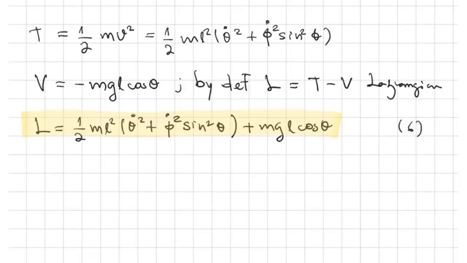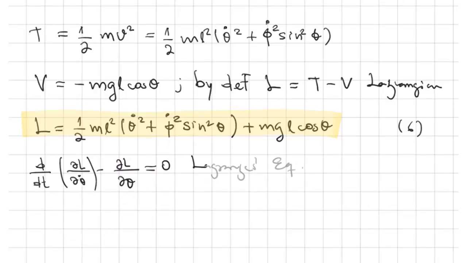Okay guys, what we can do now is calculate the equations from the Lagrange equation. We know that the Lagrange equation is the derivative with respect to time of dL/d theta dot, let's do it for the variable theta, minus dL/d theta, and that's equal to 0.